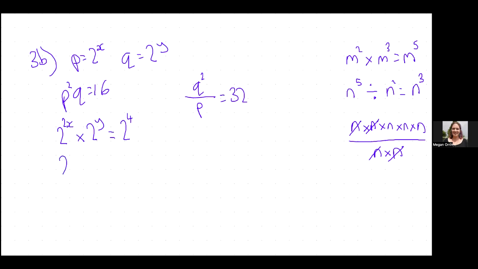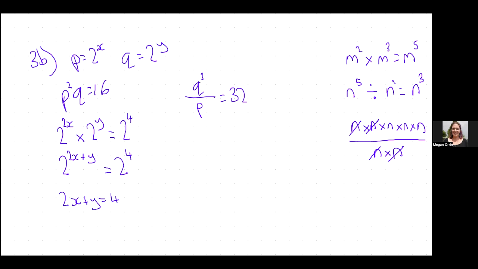Now, remember our rule, we add the powers together. Now, if I've got bases that match, all I'm interested in now is the top. So I can just say that 2x plus y must equal 4. If these two things have to equal each other, then this power must equal this power. So now I have one equation.